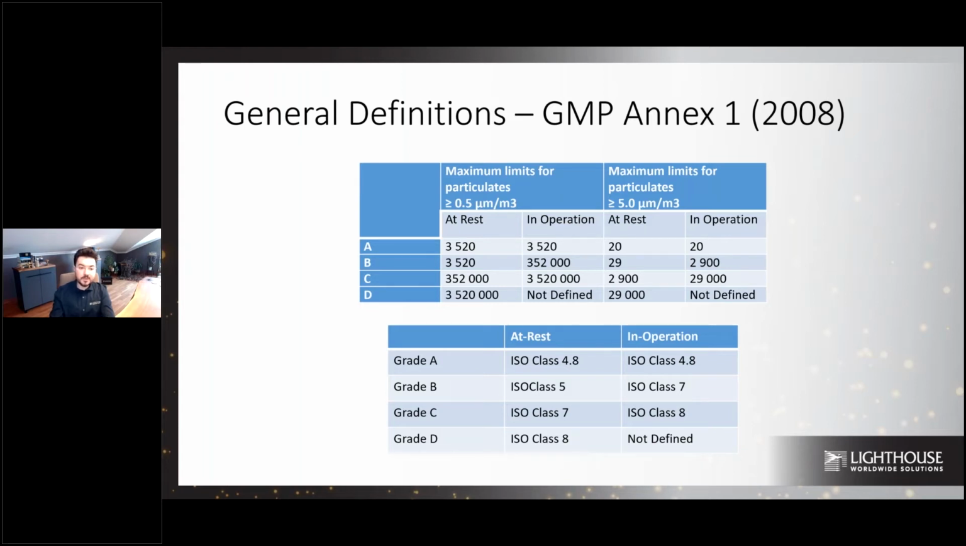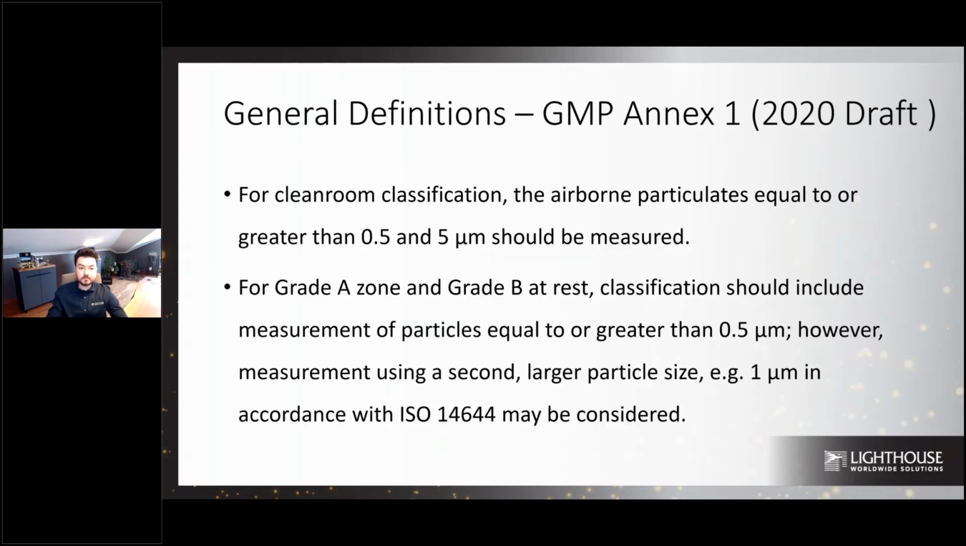So the GMP perspective, if you consider grade A, B, C, and D with at-rest and in operation according to ISO, you will see 4.8 for grade A because the limit is not 29 but 20. So the previous version of ISO was giving you the decimal cleanroom classes. In fact, this is also removed from the ISO standard. So we're not having any ISO class 4.8 anymore. We will consider it as a specific requirement from the GMP side.